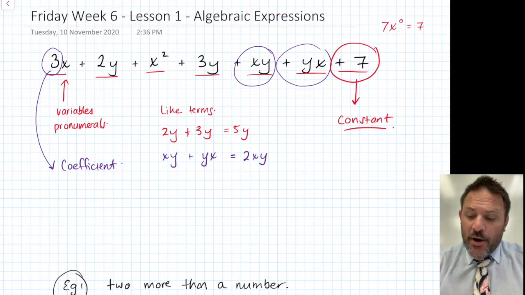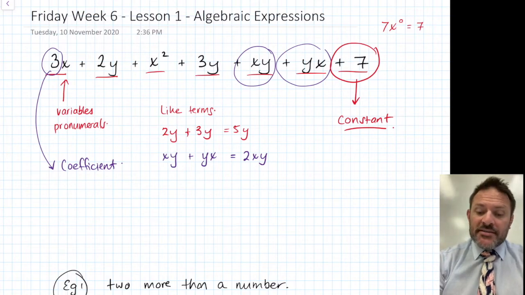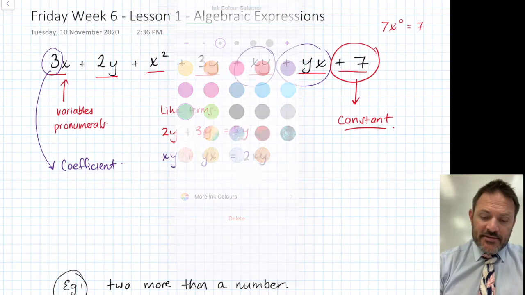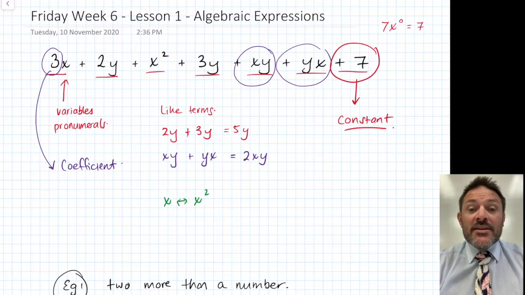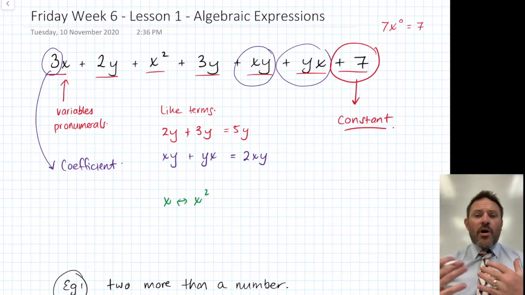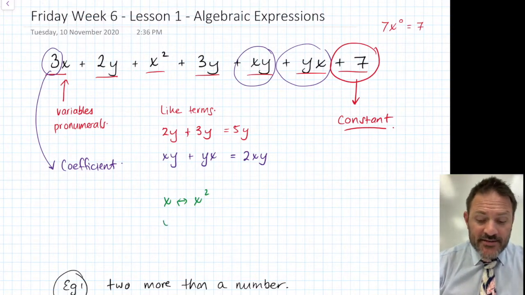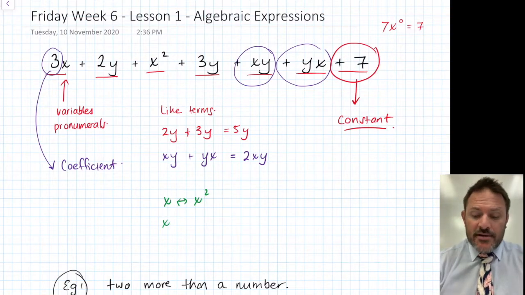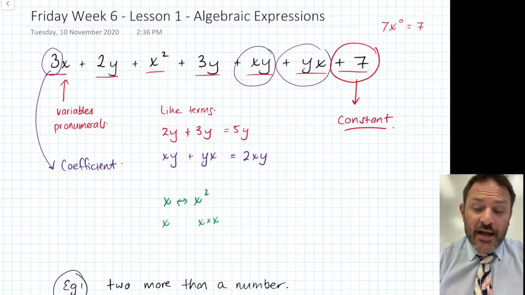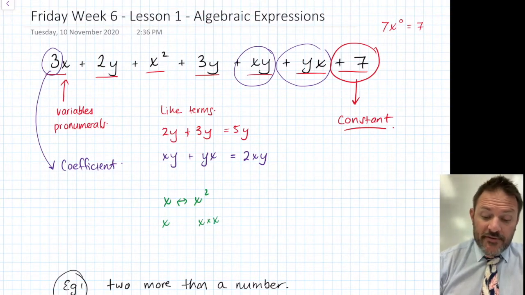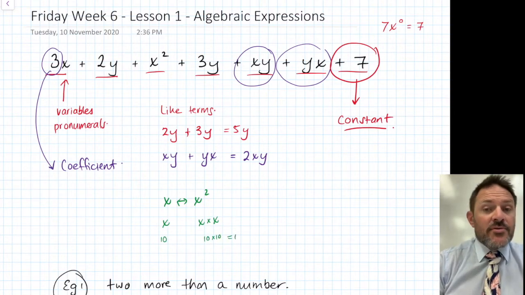Now, the other thing I might mention before I move on is the difference between the x and the x squared. I did not say that they were like terms because they're not. Now, why are they different? Why are they not the same? Well, x is just an x, right? And x squared, well, that actually is x times x. So let's say, for example, x was 10. You'd have 10 here, and you'd have 10 times 10, which would be 100 here.